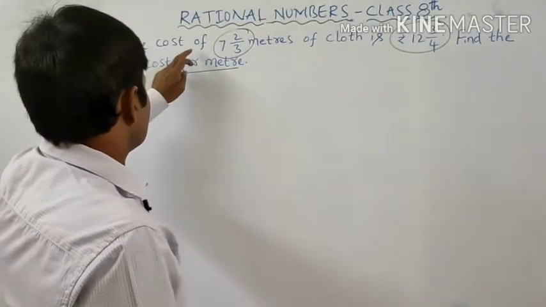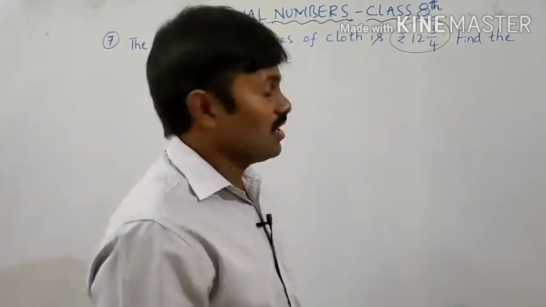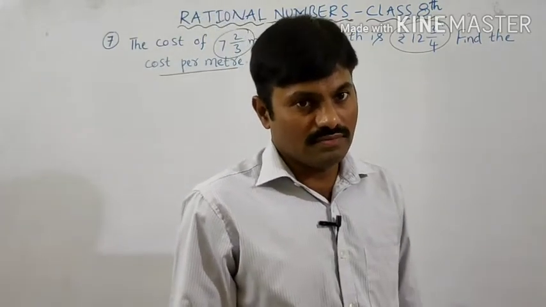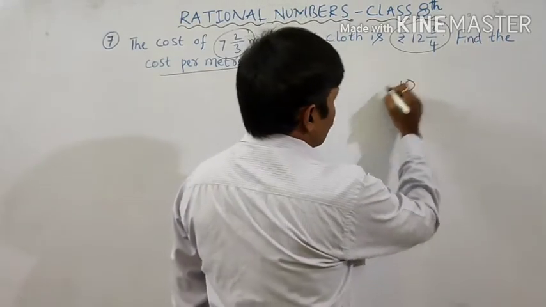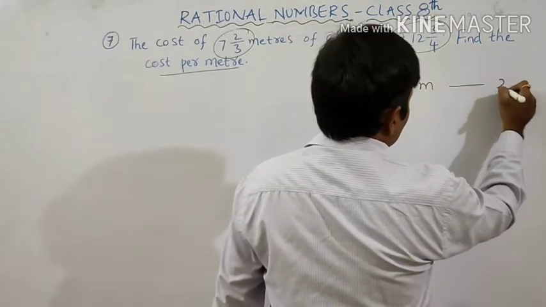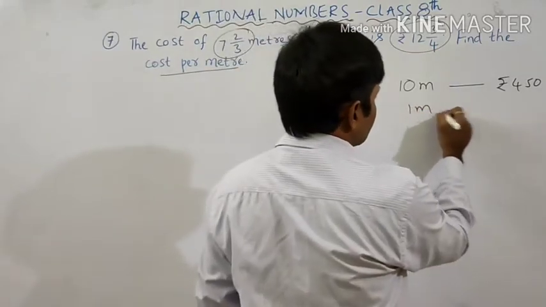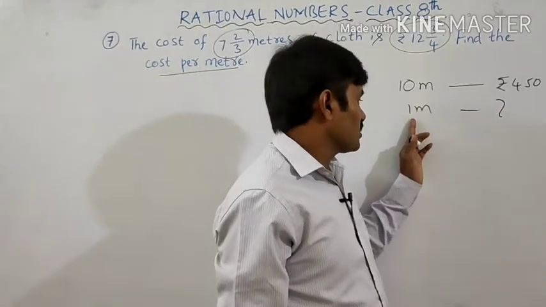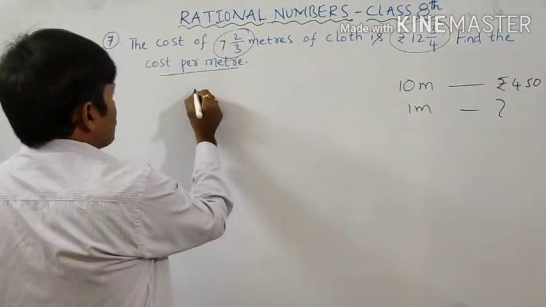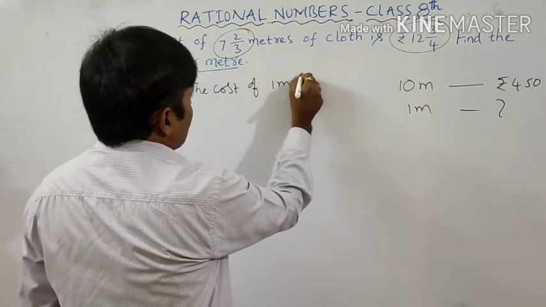Now, the cost of 7 2/3 meters of cloth is 12 3/4 rupees. For example, instead of mixed fractions, suppose I take this: the cost of 10 meters of cloth is 450 rupees. Then what is the cost of 1 meter of cloth? How to find it? We do the unitary method. Same way here also, they asked the cost of 1 meter of cloth.